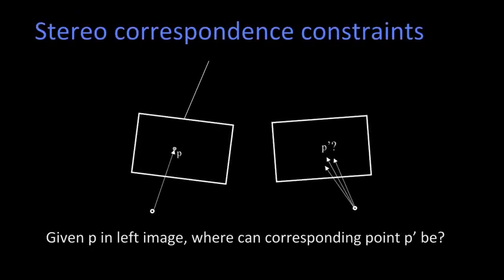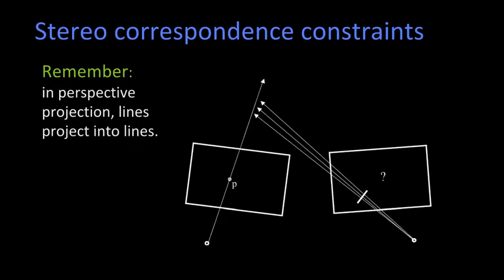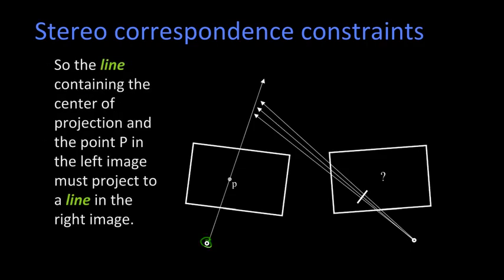So if I have an image on the left and some point P projecting in that image, the question is, where can P prime, the image of that same point on the right, be? Well, basically, the actual scene point could be anywhere along the ray that contains P prime. Each of these red dots correspond to possible locations along that ray of the actual scene point that's projecting to P prime. Now remember, in perspective projection, one of the things we said was that lines project into lines. So the line containing the center of projection and the ray that goes through that point, that's a real line in space. Okay? That line must project into a line in the right image. So that's the constraint we're going to talk more about.